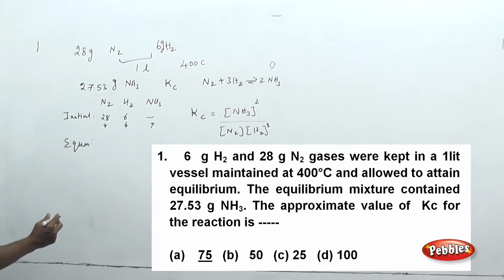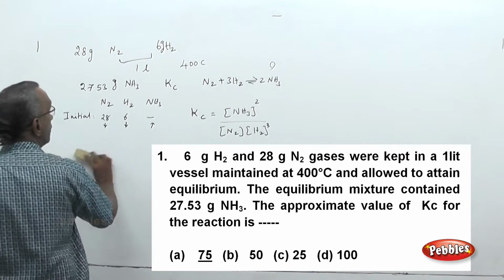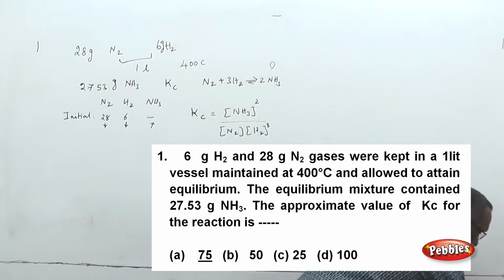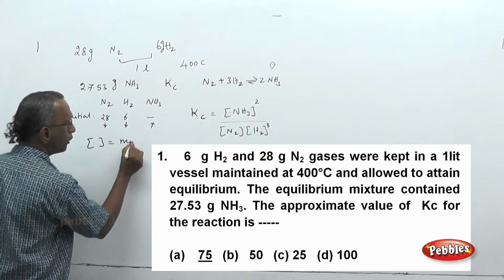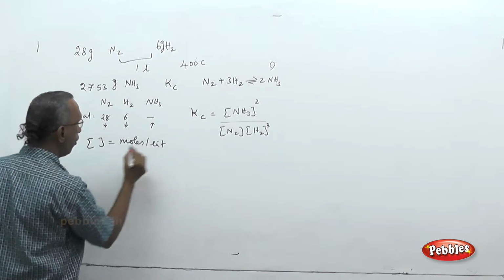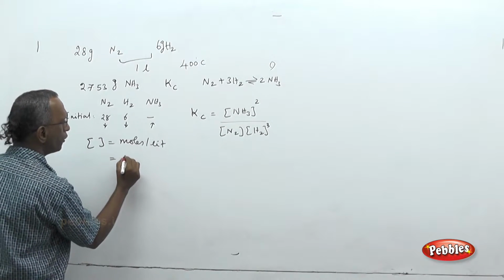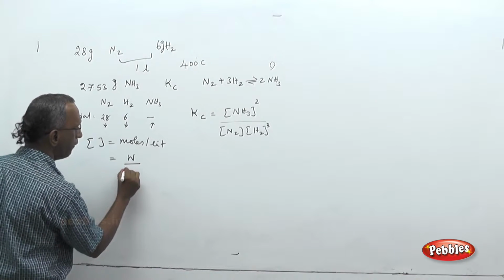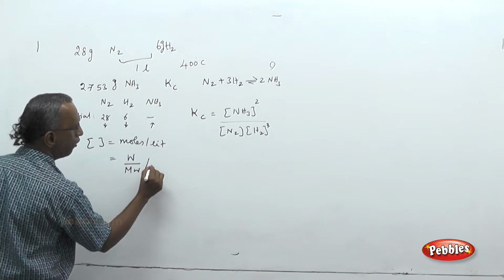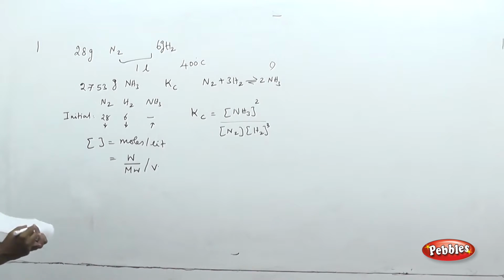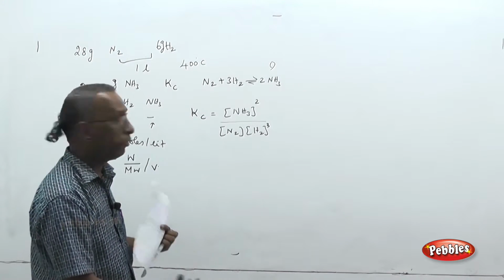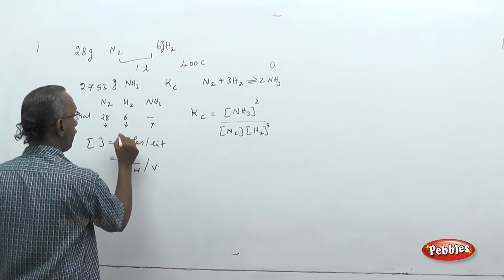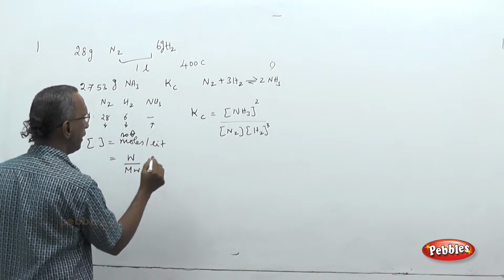First let us see the concentrations. What is meant by concentration? Concentration is moles per liter. A 1 liter vessel is given. So the unit of concentration is moles per liter. Then how to calculate the number of moles? Number of moles is nothing but weight divided by molecular weight, and concentration is that divided by volume. So the concentration is calculated in this fashion. Weight divided by molecular weight is the number of moles, so number of moles divided by volume in liters.